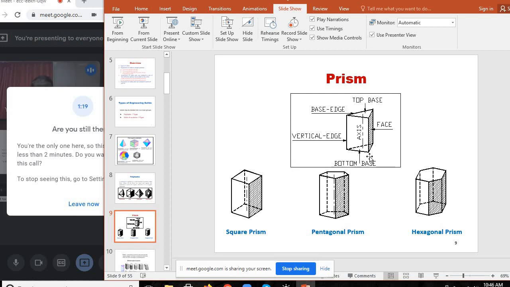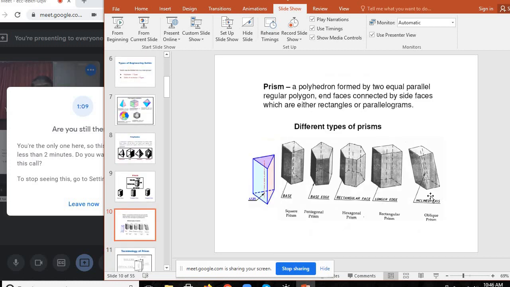So based on the shape of the base, we can define different types of prisms, that is square prism, triangular prism, pentagonal prism, hexagonal prism, octagonal prism. Depending upon the number of faces, we can define different polygons. Based on the shape of the polygon, we can define the prism.